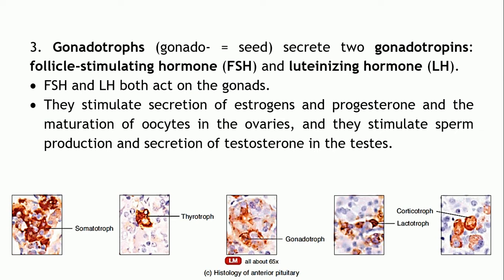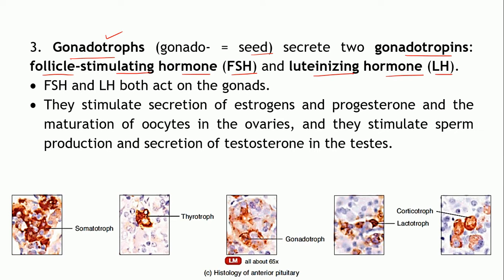The third type of cells are gonadotrophs. Gonado means seed. So these secrete 2 gonadotropins. The hormones which are produced by these gonadotrophs are known as gonadotropins. So there are 2 gonadotropins. There are 2 hormones which are produced by this particular type of cells. That is follicle-stimulating hormone, or FSH, and luteinizing hormone is the second hormone. It is also known as LH.